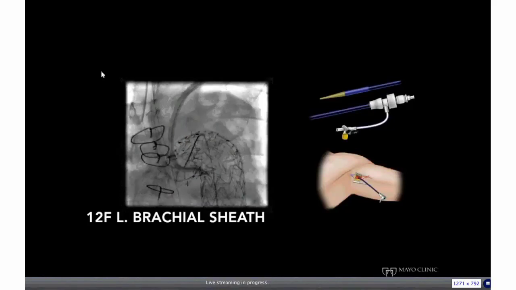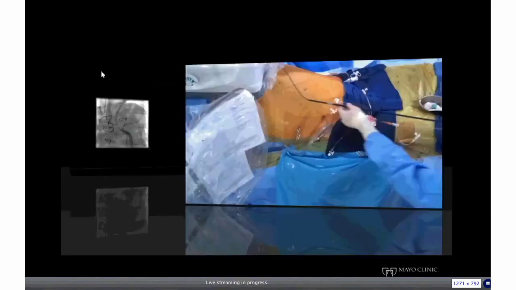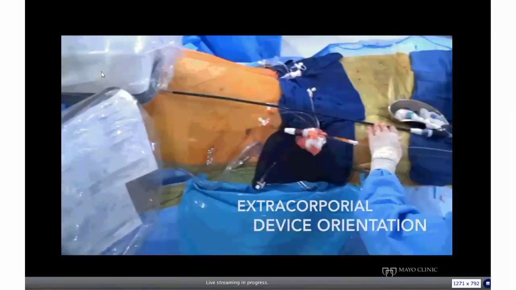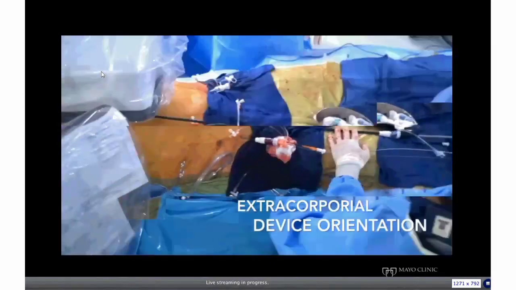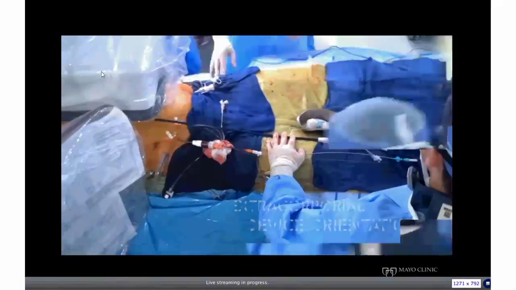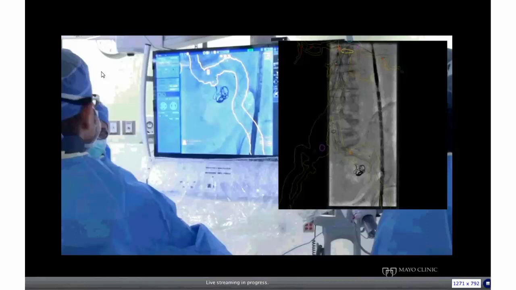The device was then oriented extracorporeally. Note here that the device has a very long delivery system. That delivery system is a 20-French sheath that leads to a 7-French sheath that will exit from the femoral approach through the left brachial approach.